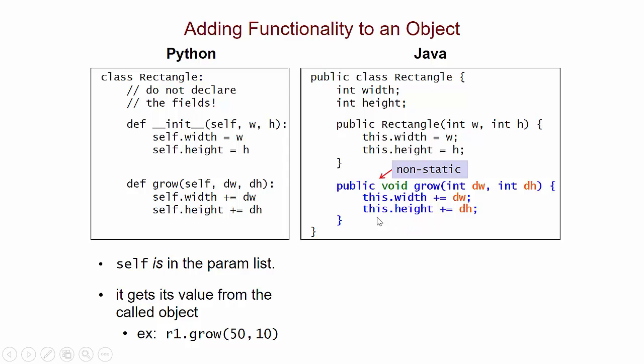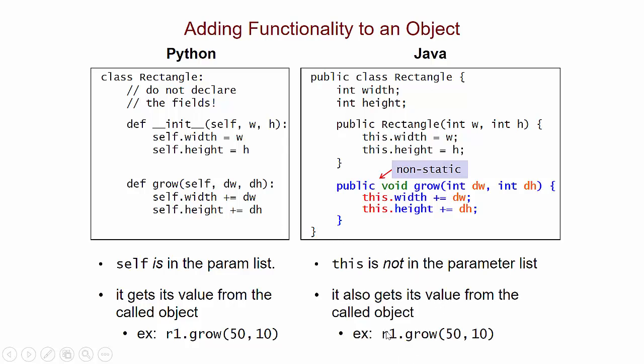And here again, we're using this special this parameter to access the internals. Again, this does not actually appear in the parameter list the way that self does, but it gets its value from the same place, from the called object, whatever comes before the dot. So if I look at the same call here, the 50 and the 10, 50 gets assigned to the dw parameter because it's first in the parameter list, 10 to dh, and then whatever comes before the dot is what gets stored in the parameter this. You can think of that as a special parameter that is available to all non-static methods, but it's not actually in the parameter list.